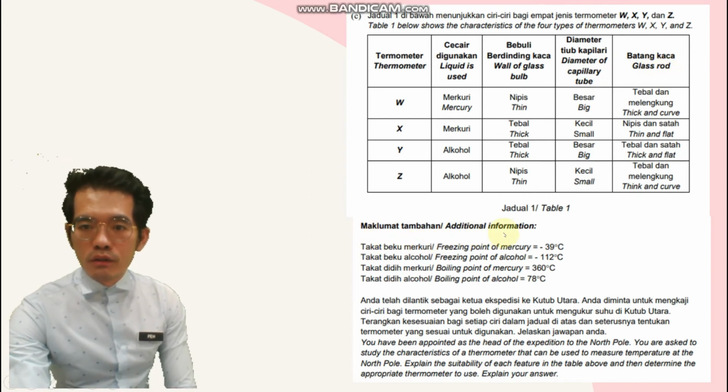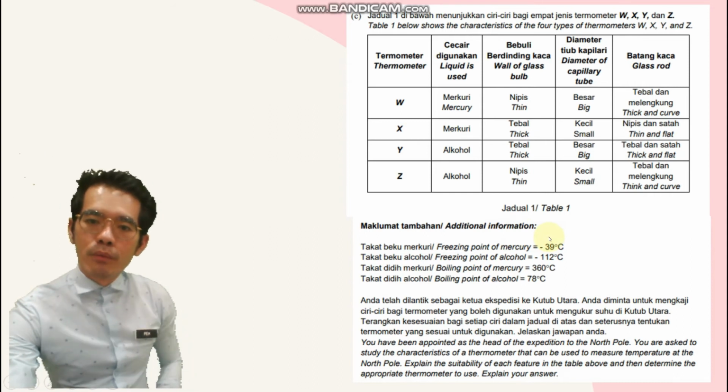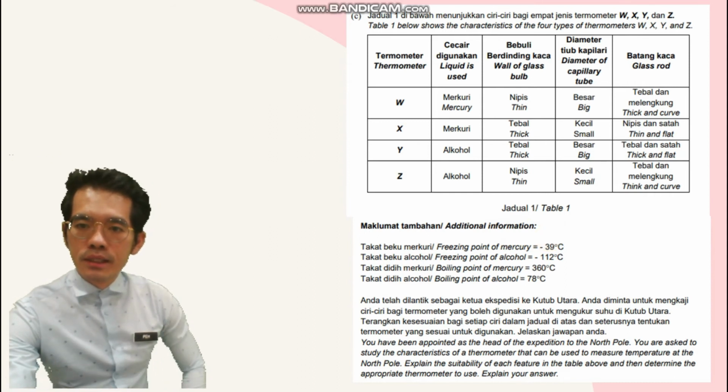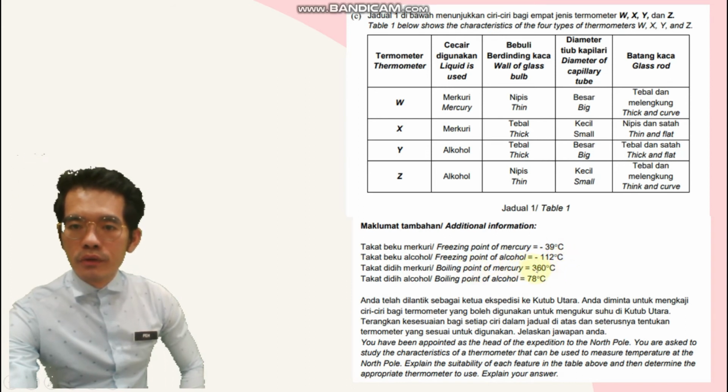So based on the additional information, we know that the freezing point for mercury is -39. Okay, here alcohol is -112. Boiling point for mercury is 360, and the boiling point of alcohol is 78.